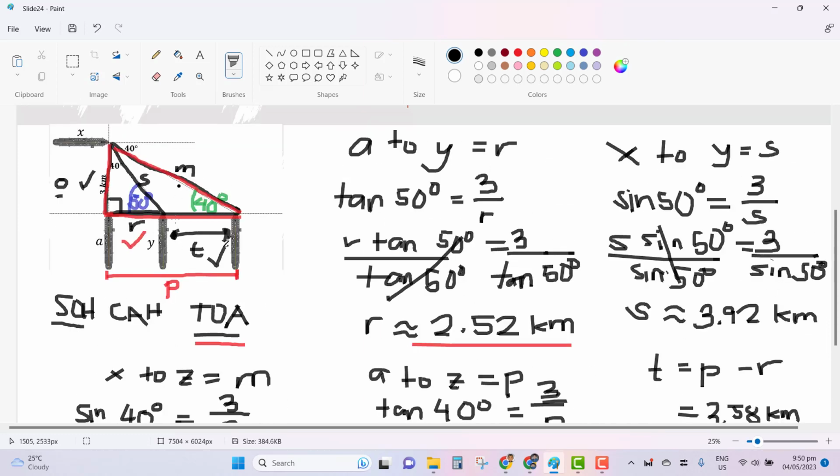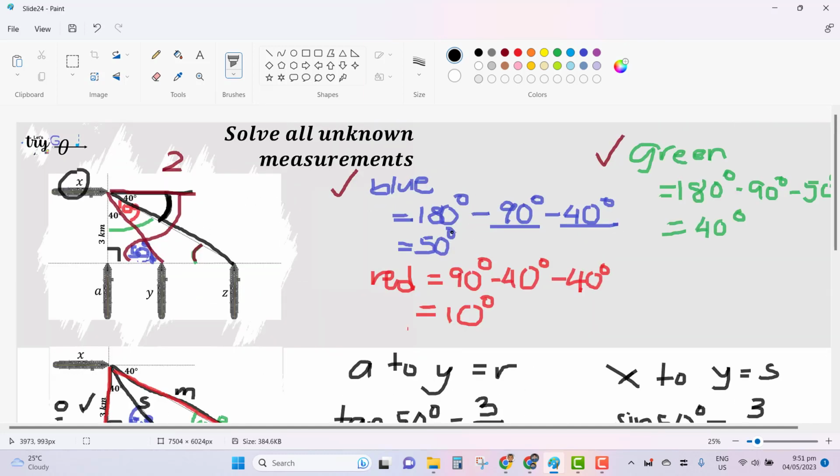R, S, M, P, we used those to get T and all the intended angles as earlier. So we are done solving all the unknown measurements of the given figure. Why are we doing this? Because in future problems, you might be only asked for one side or one angle measurement, but at least for this given video, we were able to solve all unknown measurements.